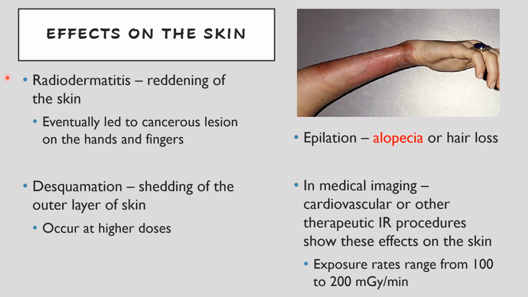Effects on the skin. Radiodermatitis, reddening of the skin, eventually led to cancerous lesions on the hands and fingers. Desquamation, shedding of the outer layer of skin, occurs at higher doses. Epilation, alopecia or hair loss. In medical imaging, cardiovascular or other therapeutic interventional radiology procedures show these effects on the skin. Exposure rates range from 100 to 200 milligrays a minute.